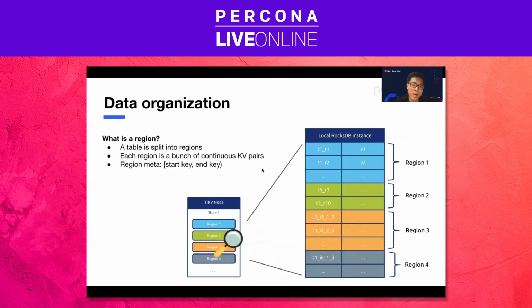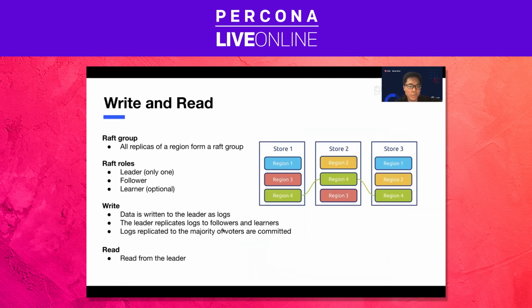Let's talk about the storage part first. Data on TiKV is organized by regions. Each table is split into regions, and each region contains a range of continuous data, which is typically 96 megabytes. One TiKV instance stores multiple regions. So how do read and write work in TiDB? Each region is managed by a Raft group. A region has multiple replicas which are stored on different TiKV instances. All replicas of a region form a Raft group.